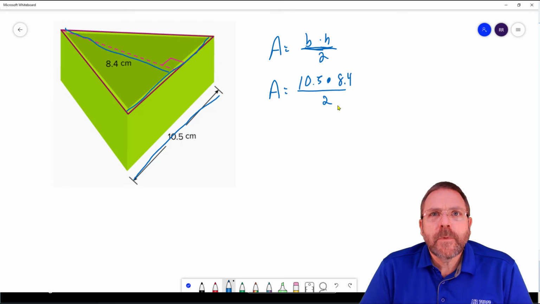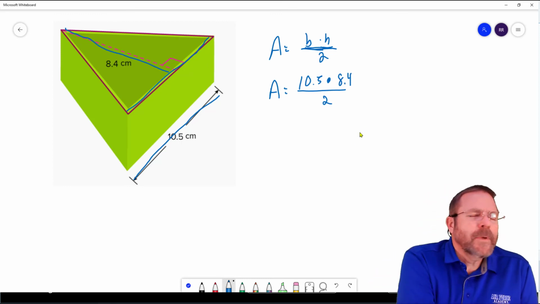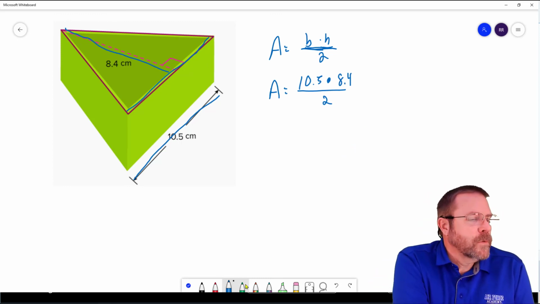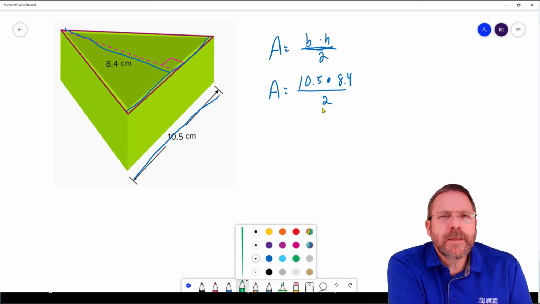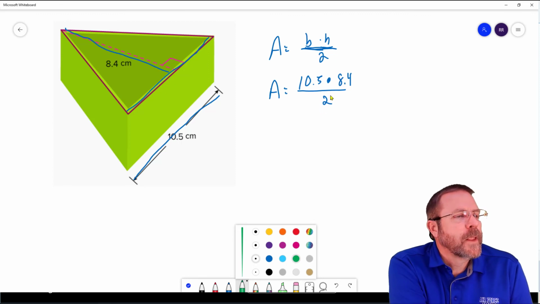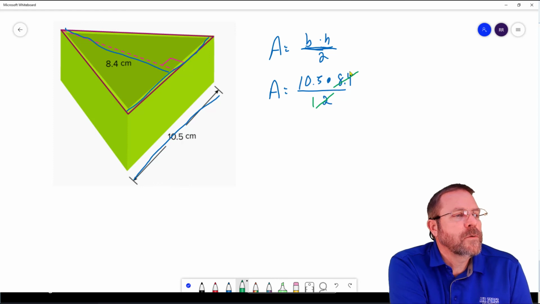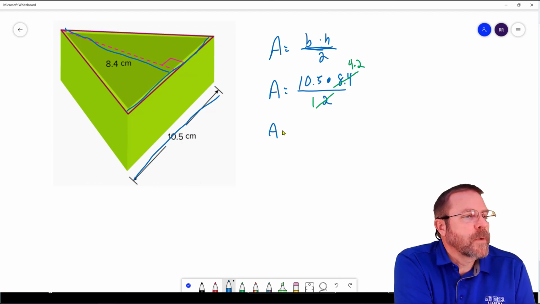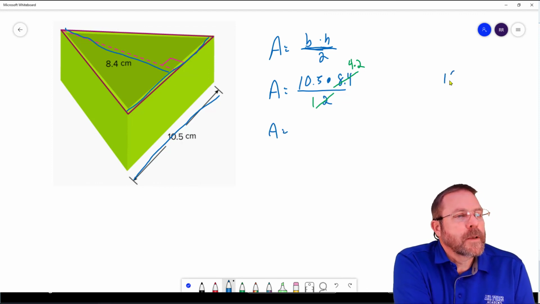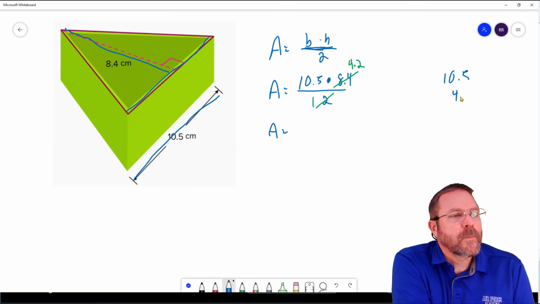But this time I'm going to do something a little different. I'm going to do a little simplifying before I multiply, because I really hate multiplying decimals by hand, and dividing decimals by hand. It'd be easier to knock some stuff out ahead of time. So what I'm going to say is that 2 goes into 2 one times, and 2 goes into 8.4 4.2 times. From there, I'm going to do my multiplying, and I'm going to have my 10.5 times my 4.2.